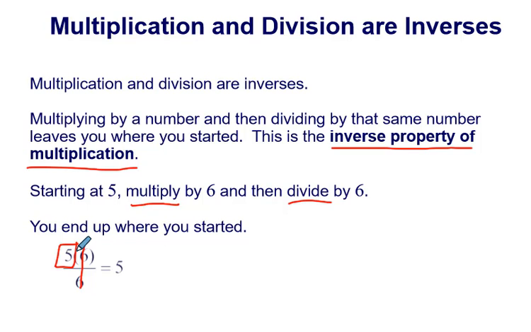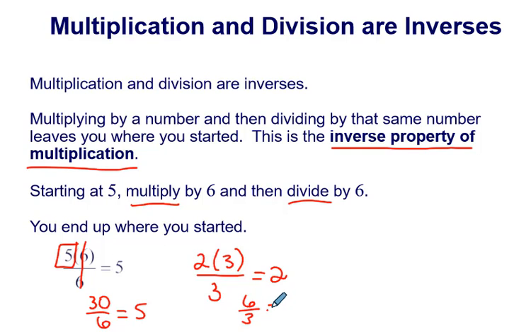That was just 5 and 6. Let's say we randomly start with 2. And if I multiply by 3 and divide by 3, that would leave me with 2. You can even do the multiplication and see the division. So for 5 times 6 is 30, and 30 divided by 6 is 5. It holds true. 2 times 3 is 6, divided by 3 is 2, so it holds true.